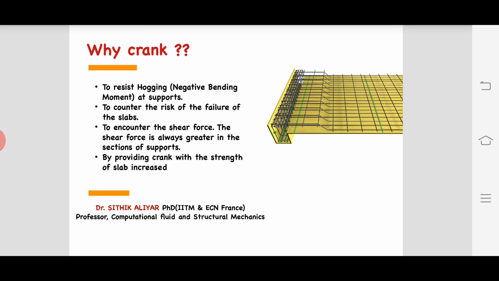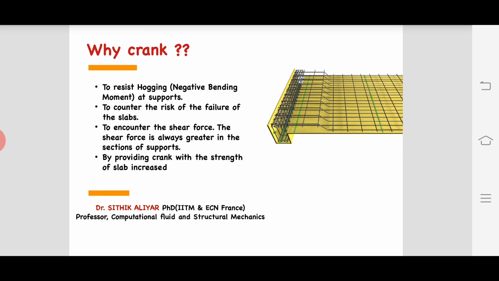So we are providing alternate cranking because when the bars are provided at minimum spacing, you need not crank everything. First we should know why we are cranking: it is to resist the negative bending moment of the support. Since it is a fixed beam, if you remember fixed beam in structural analysis, there will be a negative bending moment at the supports. To arrest the negative bending moment, you cannot provide the sagging reinforcement, right?